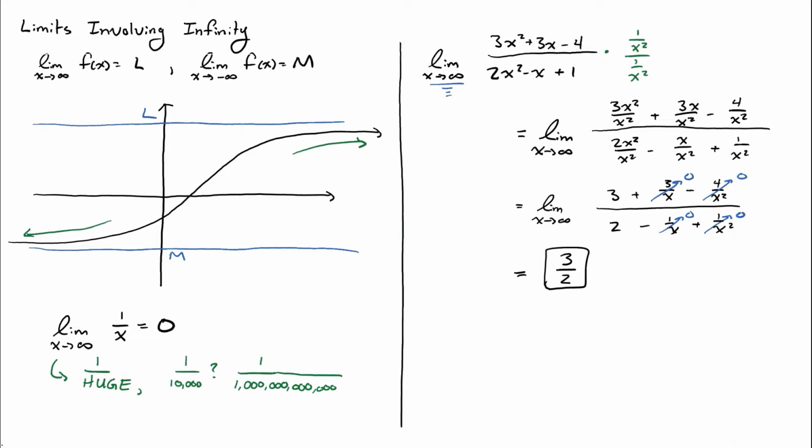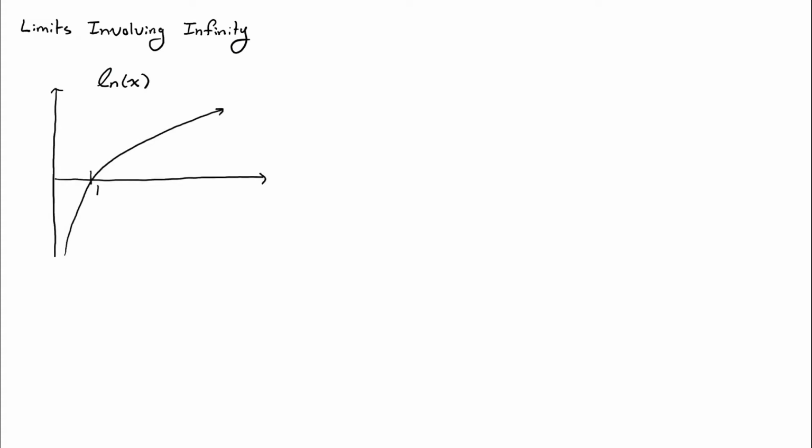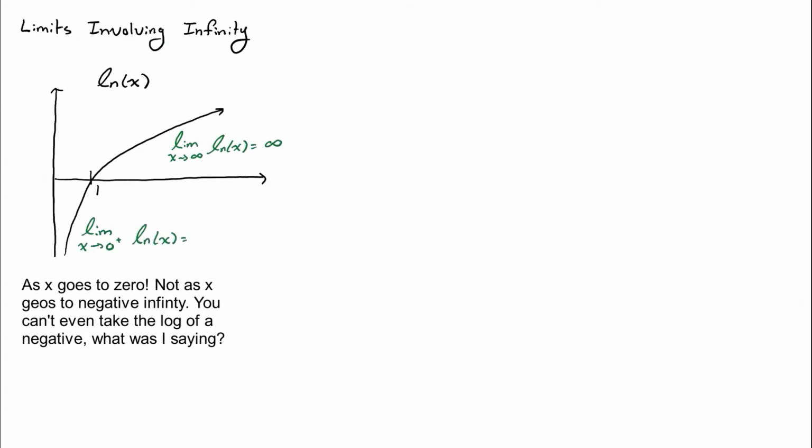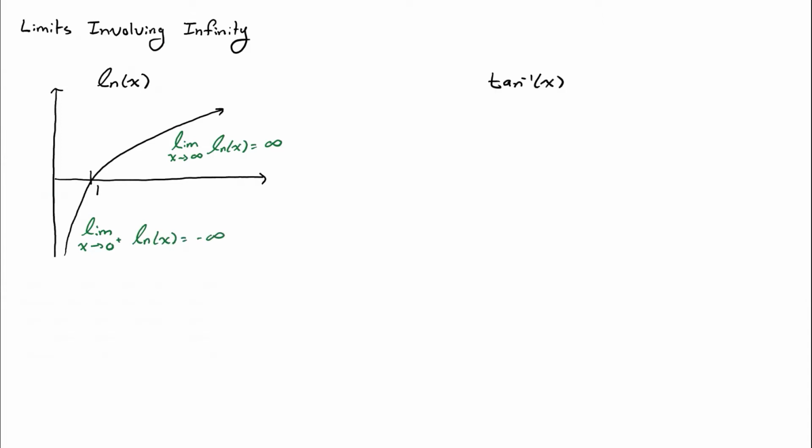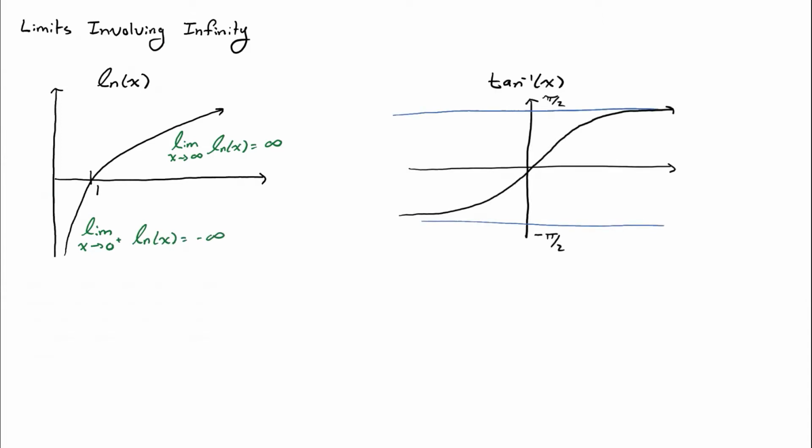There are rules for problems like this, but they don't always work. You'll encounter examples where your only option is the method I just described. There are a few functions you should know something about. First, the natural log of x. The graph looks like this. Notice ln of 1 equals 0, and as x gets large, the natural log gets large, and it goes to negative infinity as x goes to 0. Second, arctangent. This has horizontal asymptotes at pi over 2 and minus pi over 2.